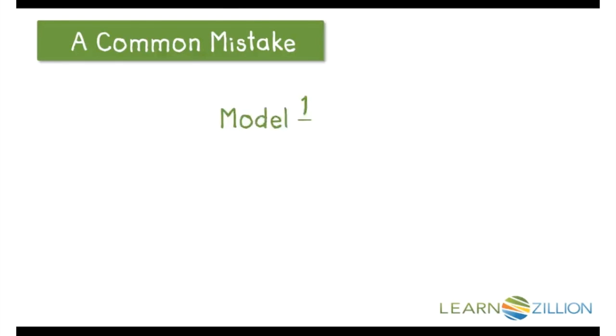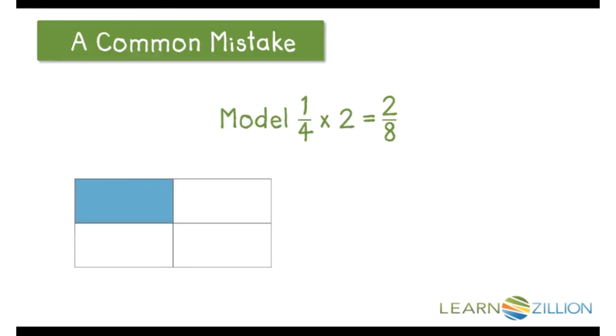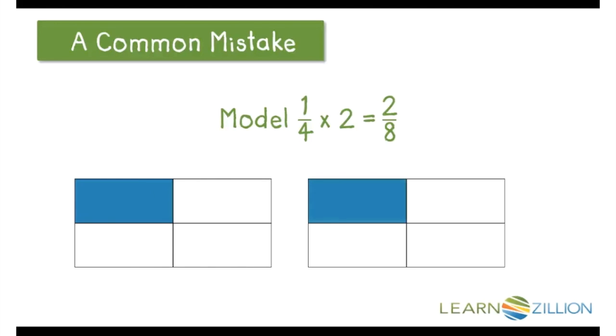A common mistake to watch out for. Sometimes students will model, such as 1/4 times 2, and come up with a solution of 2/8. When modeling the multiplication of fractions and whole numbers, students need to remember to add the numerators and then keep the denominators, and not add the denominators. So the product should be 2/4 and not 2/8.